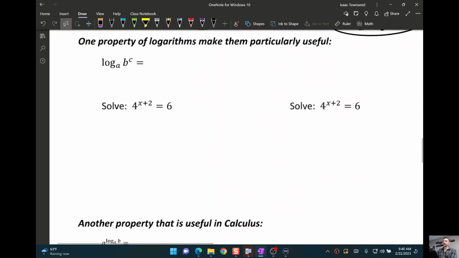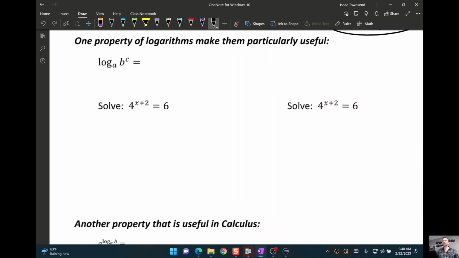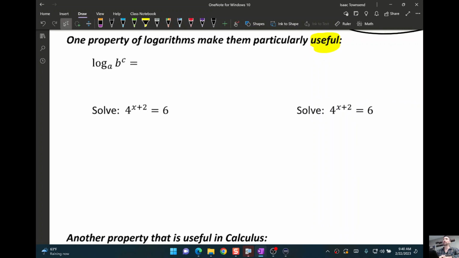Okay, next up is the specific property that makes logarithms useful. If it was not for this property, logarithms would not be that useful, and we certainly wouldn't spend much time on these. But the main property of logarithms says that if you have an exponent on something that you're taking the log of, that exponent can come down out front.